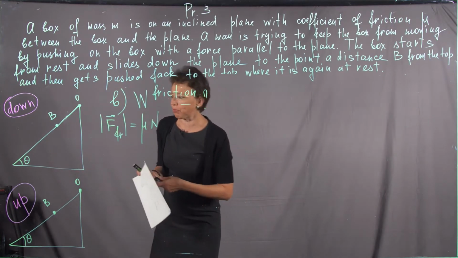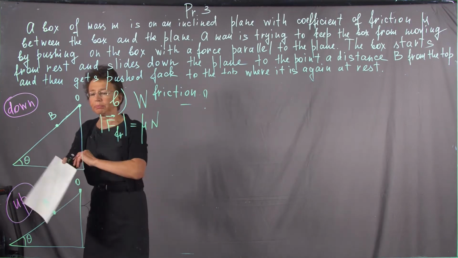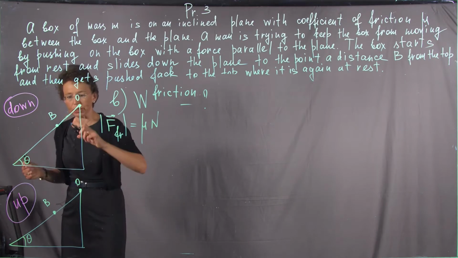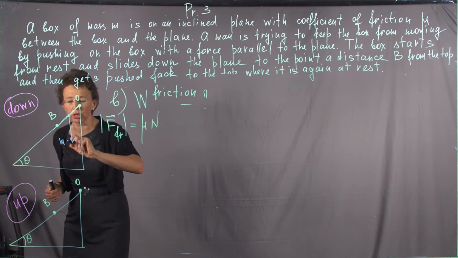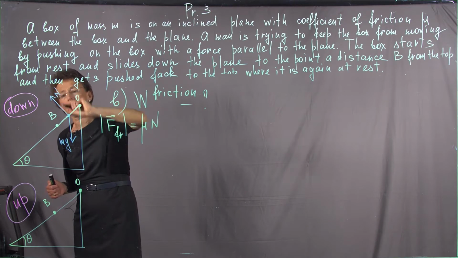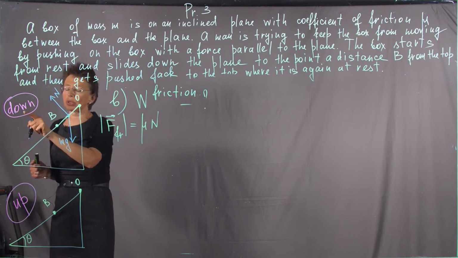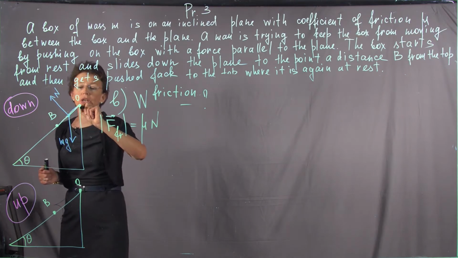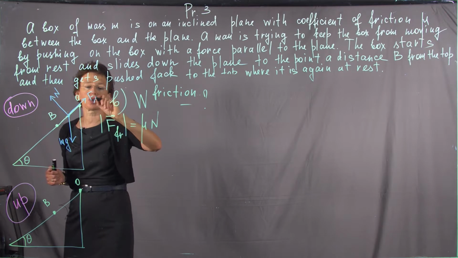What are the forces? There is force of gravity mg, vertically down. There is normal force perpendicular to the inclined plane. And if the block moves down, then force of friction will be up. It opposes the motion. Force of friction.